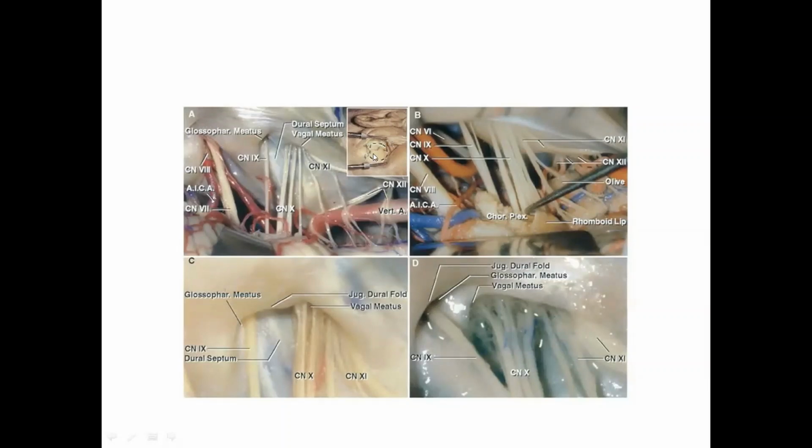Now, once we open, after the scalp and the bony anatomy, the cerebellum has been retracted laterally, and we can appreciate the exits of the cranial nerves. Through the anteriorly lying dural fold, the glossopharyngeal nerve is exiting through the glossopharyngeal meatus. Then there is the dural septum, which divides the two neural meati, that is, the glossopharyngeal meatus and the vagal meatus.